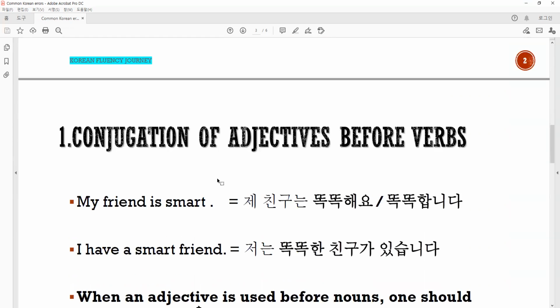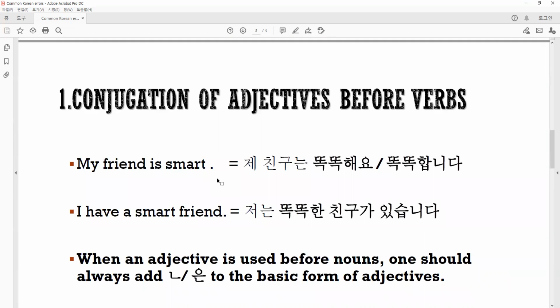So, conjugations of adjectives before nouns. Sorry, I made a mistake here. It should not be verb, it should be nouns.